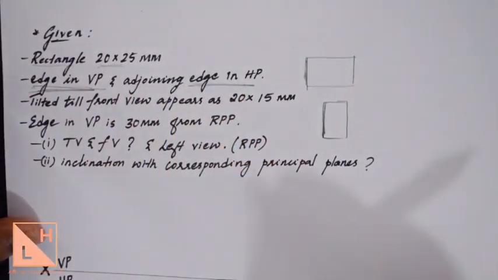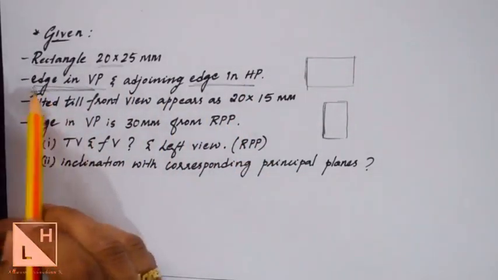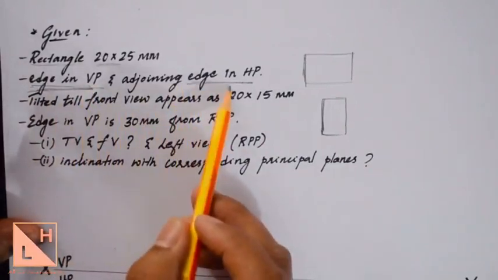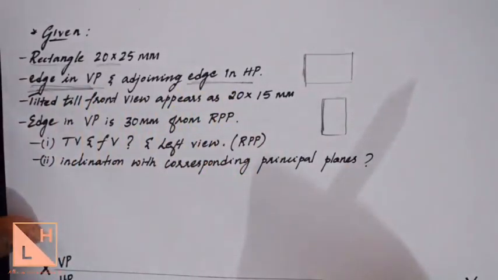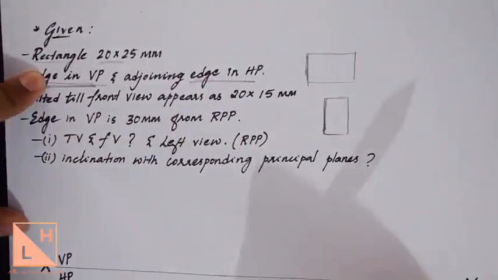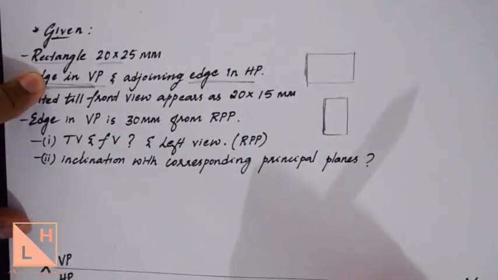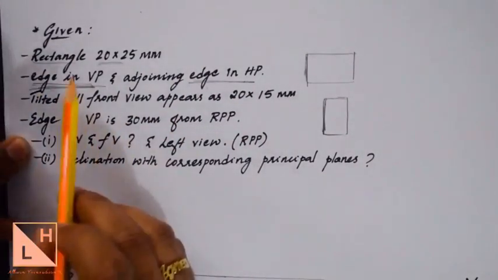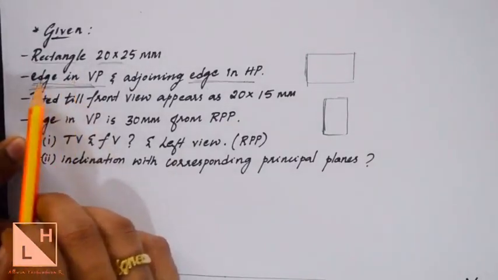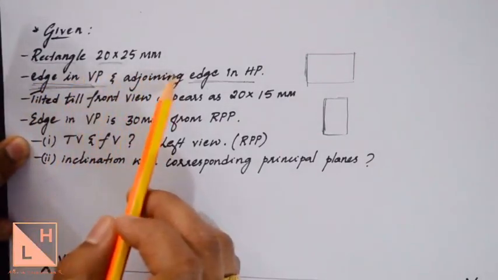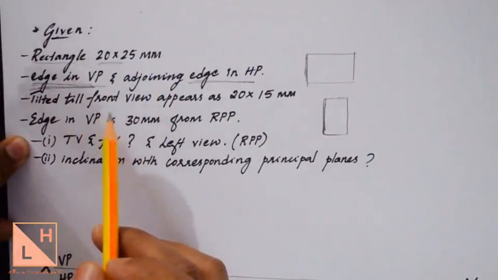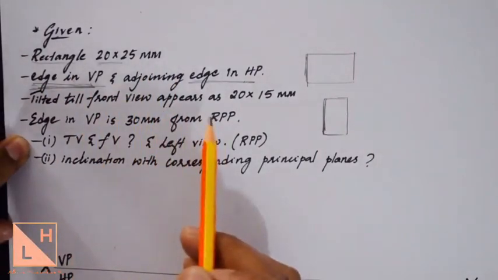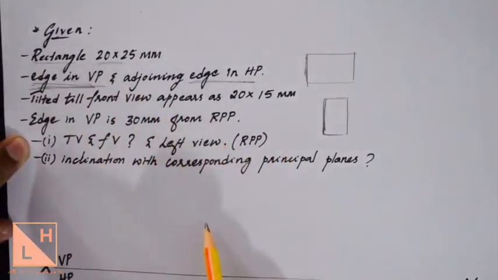But here we have a confusion because the question says the edge is in VP and the adjoining edge is in HP, right? So we have edges in VP and HP as well. So we can't decide where to draw the plane figure based on this data. Always remember, if you have confusion regarding any one data, you go on reading the question and see the remaining data. You will have a clue in one way or the other in the remaining data to go ahead with the problem, right?